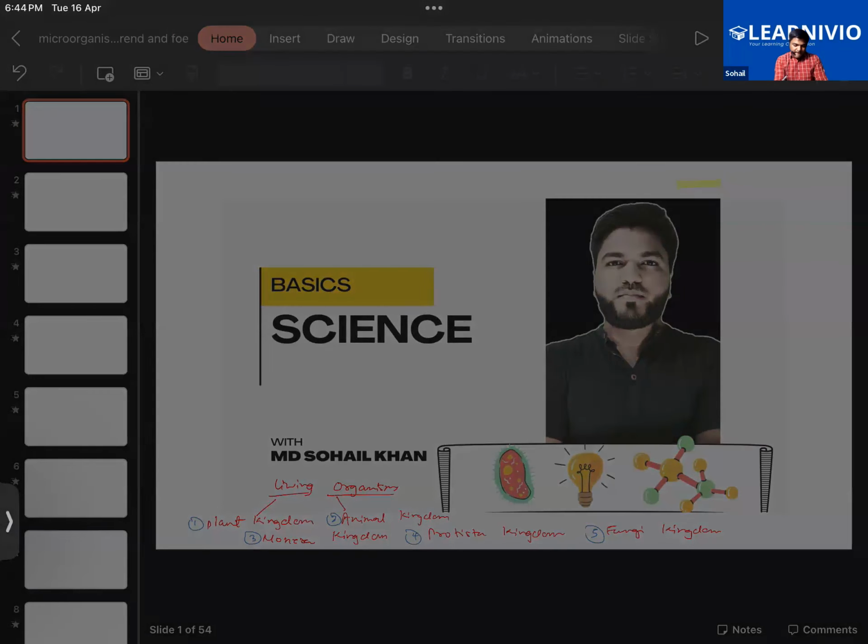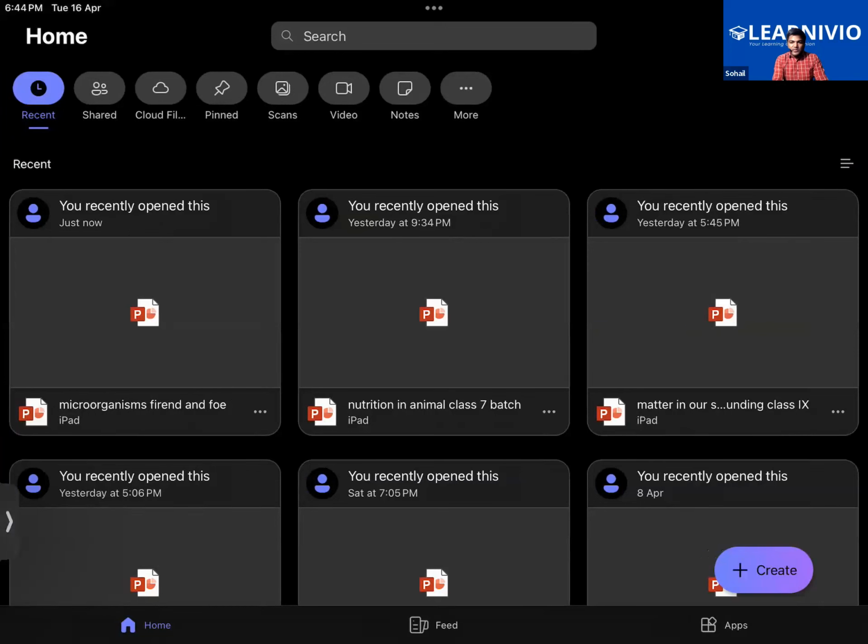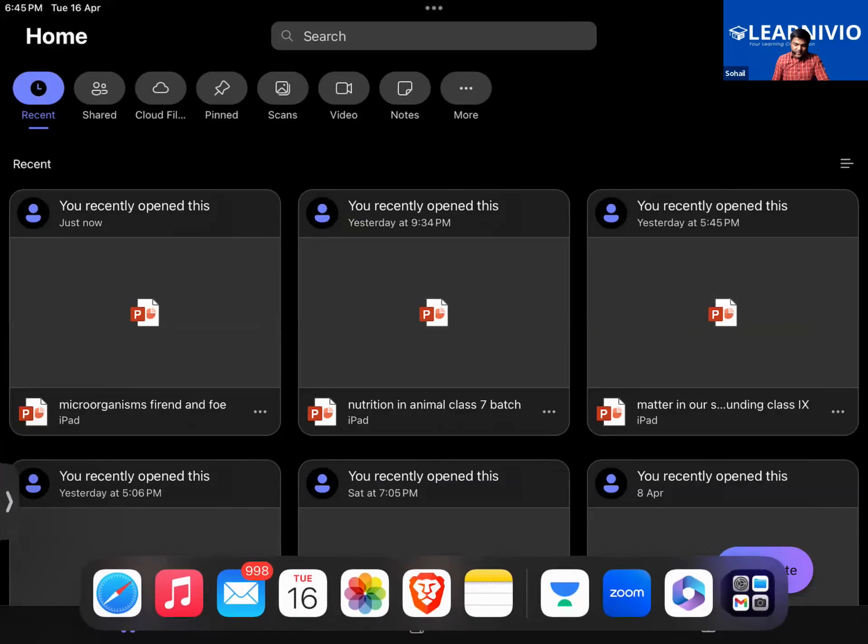Okay. Also, I will have to get in touch with the team. So maybe there's a slight possibility that in the next class we might continue with the same chapter, microorganisms, friends and foes. But let's do one thing, the chapter conservation of plants and animals. It's a short chapter, it's not a very lengthy chapter.